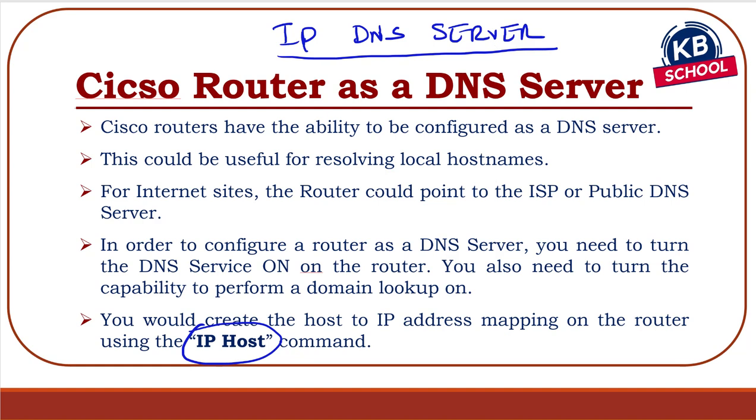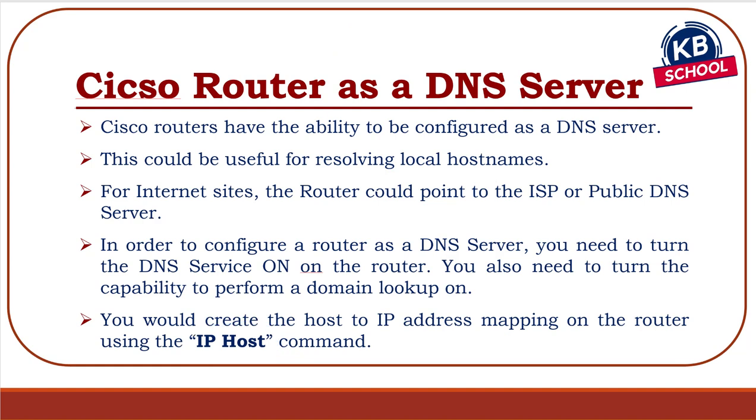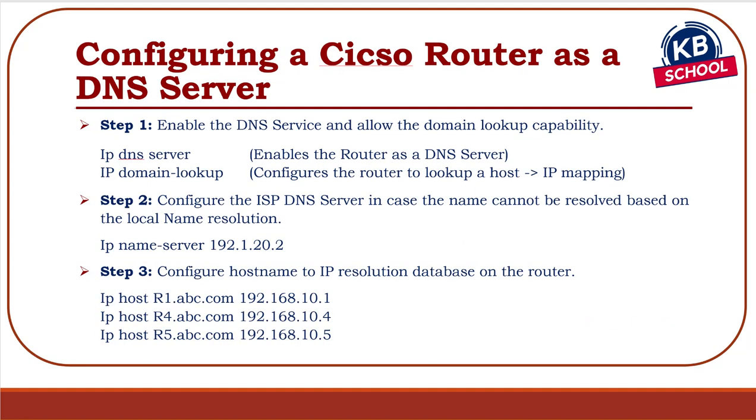So to create these host names, let me go ahead and show you how to do that on the next slide. These are the commands, the sequence of things that you would do to set up your router as a DNS server. The first thing that you would do is turn on the DNS server capability, which enables the router as a DNS server: ip dns server.